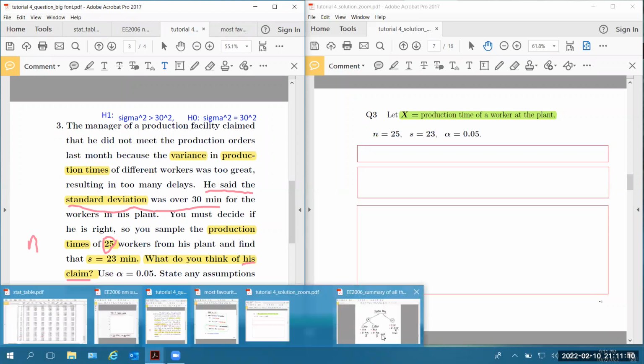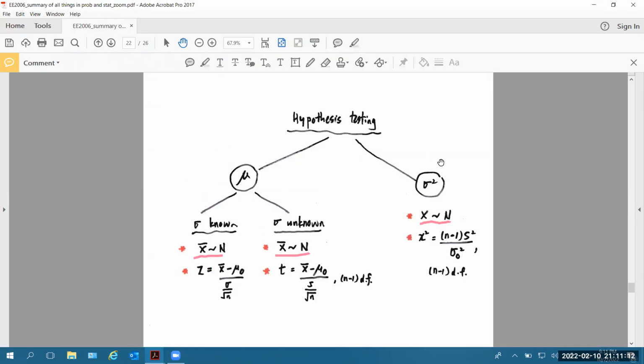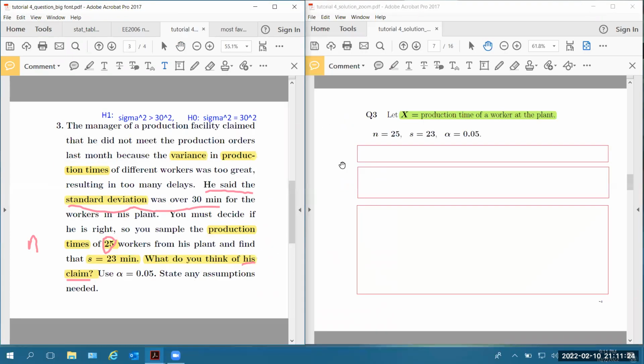Let's see whether the file is still here. Okay, so it's here. All right, so what is the prerequisite? Oh, test sigma square. We need X to be normal, and we are going to use the chi-square test statistic. So what is X normal? Well, X is production time of worker at the plant, right? Is X normal? Out of the whole question here, can you all see the word normal? No. It's not mentioned. So how do you make sure X is normal?